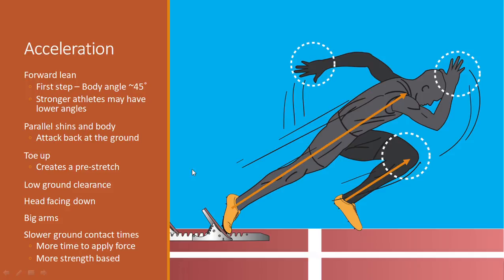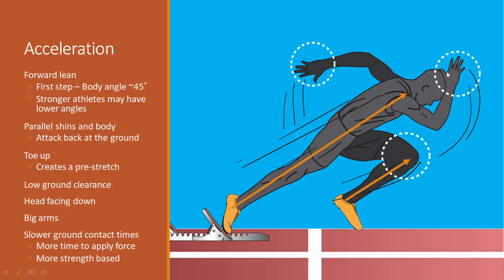Another characteristic is toes pointing up, so the foot's not lagging down here. It's nice and up, which is going to pre-stretch that Achilles tendon. So when he actually strikes the ground, he gets more use of the stretch shortening cycle. That's why we have that toe up. Low ground clearance, so that foot is only just above the ground. The higher the foot comes off the ground, the more time it takes to then strike back down at the ground in terms of acceleration.